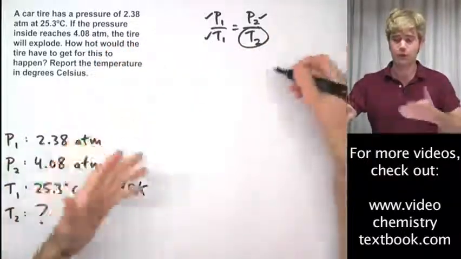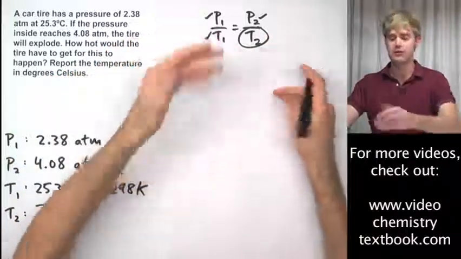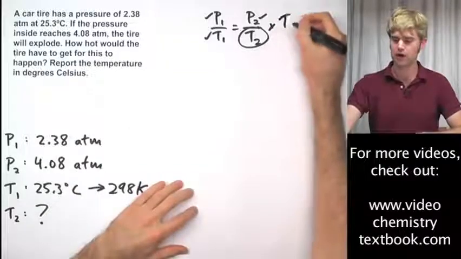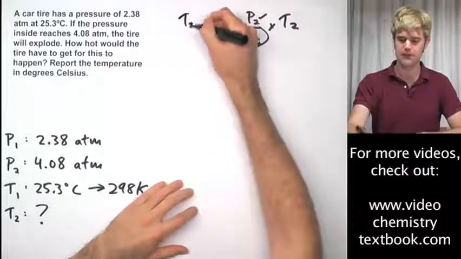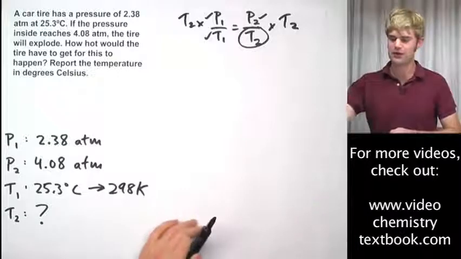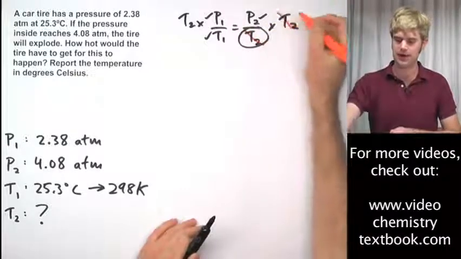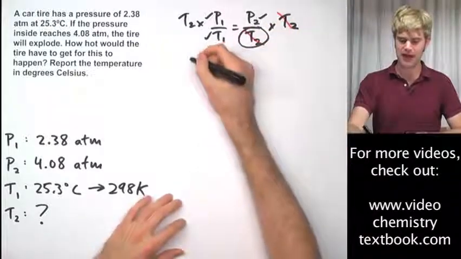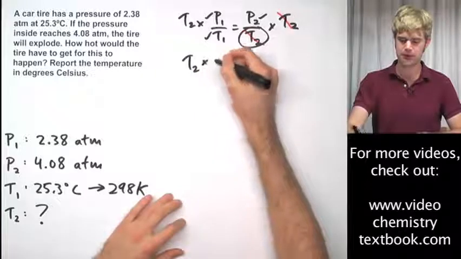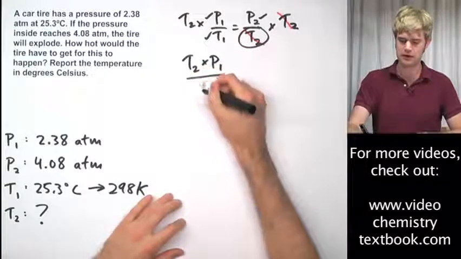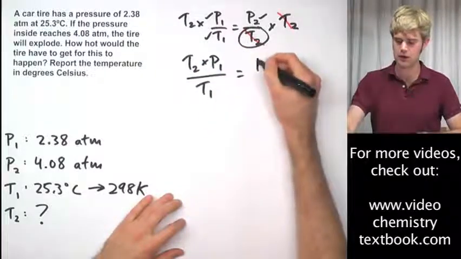First thing I want to do is get it out of the bottom. I can't solve for it if it's in the bottom. So I'll get it out of the bottom by multiplying both sides by T2. Now it's on the bottom here, it's on the top here, so it cancels out, and I can rewrite this as T2 times P1 divided by T1 equals P2.